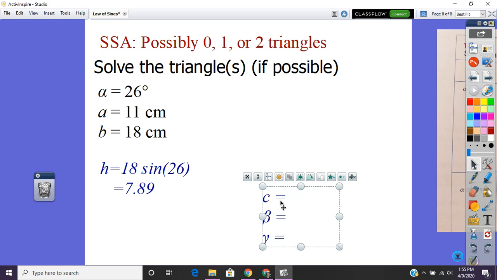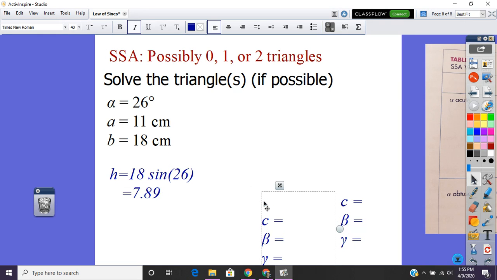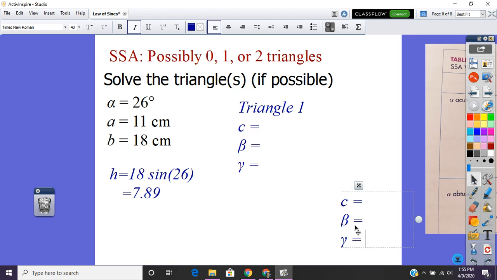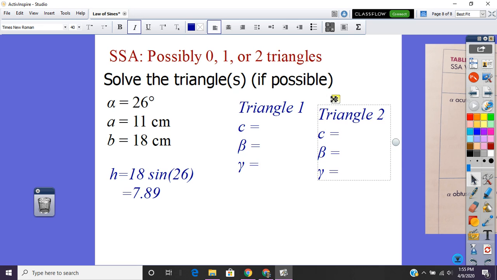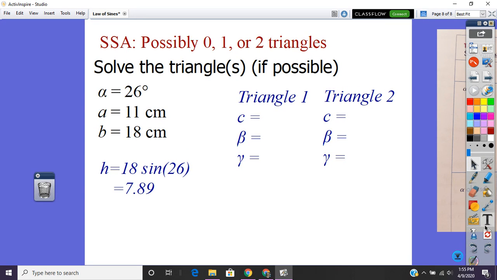So I'm actually going to make a copy of this because I'm going to have two versions of this. In this version, I'm going to label triangle 1. And I'm going to have triangle 2. Now we're going to set up and solve, and then there's going to be a special way we find triangle 2. But let's go ahead and solve for beta first, because that's typically our first one we solve for, and that's the measurements that I have.